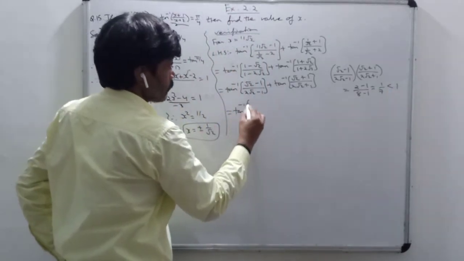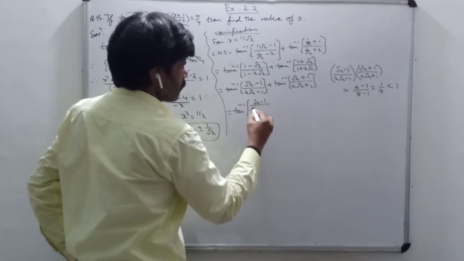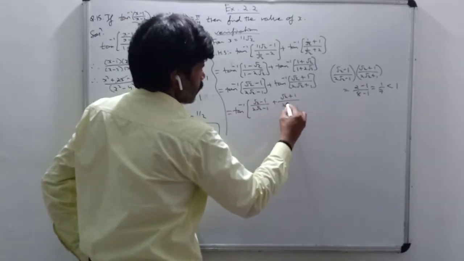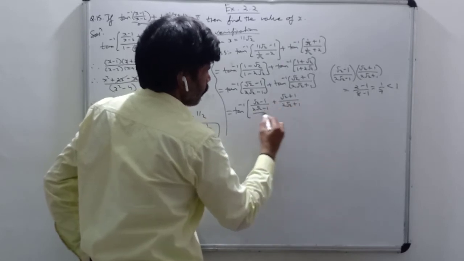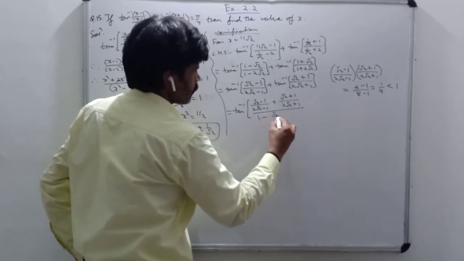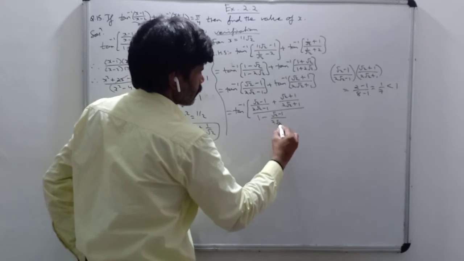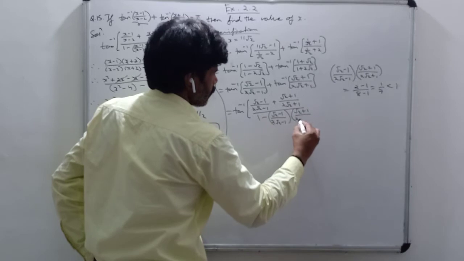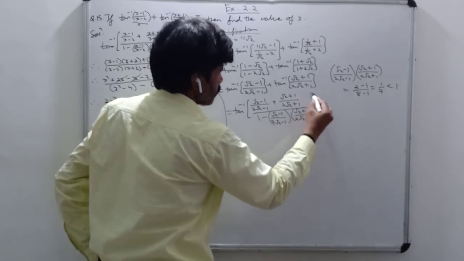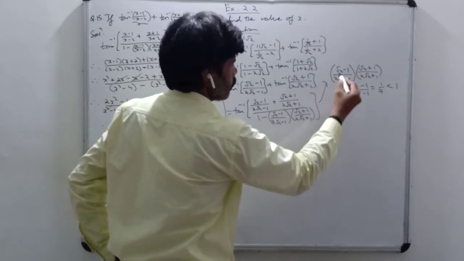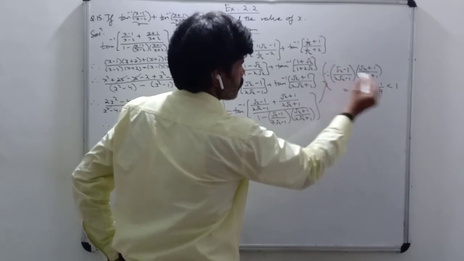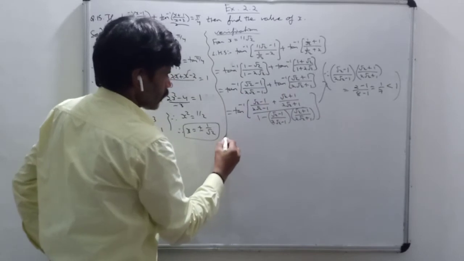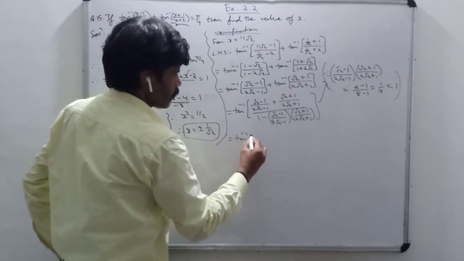Tan inverse of x plus y upon 1 minus xy, because of this reason, because the product is less than 1, the product of these two is less than 1. So that is equal to tan inverse of.